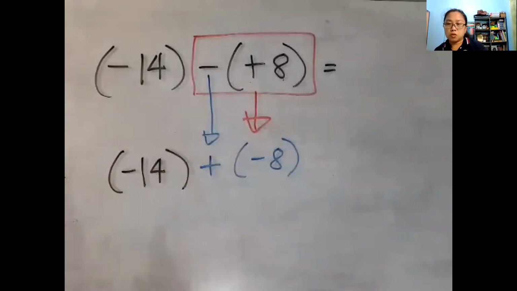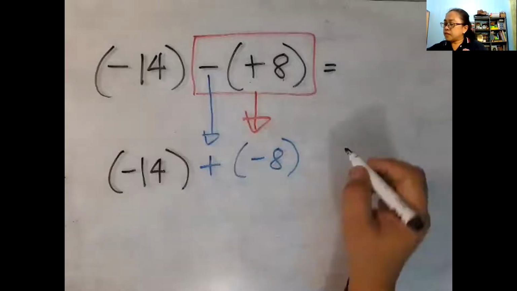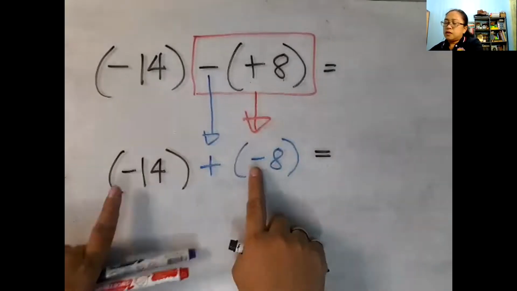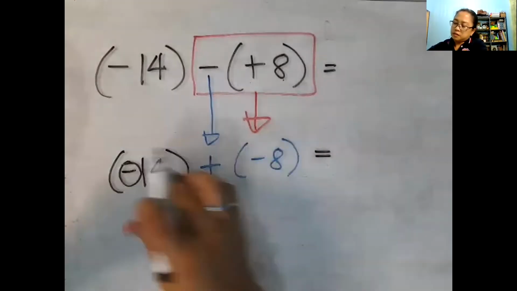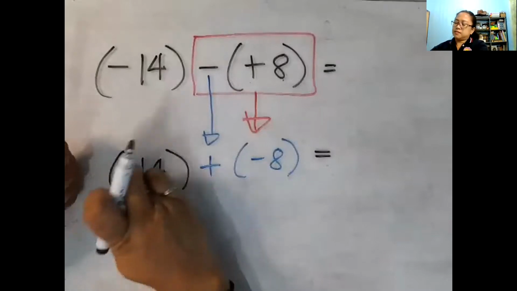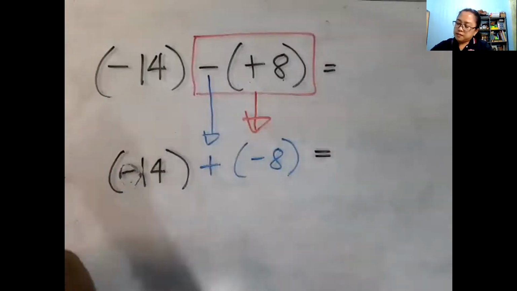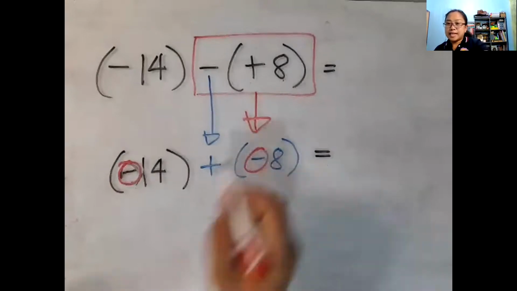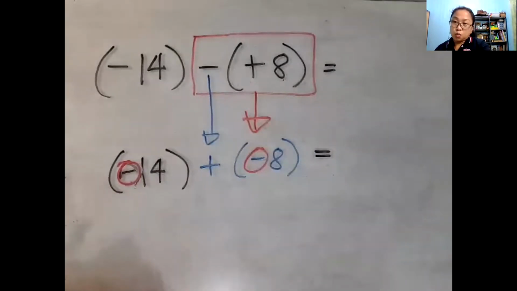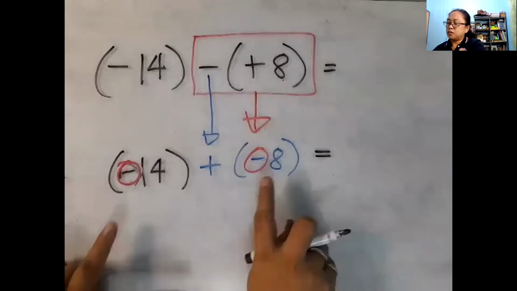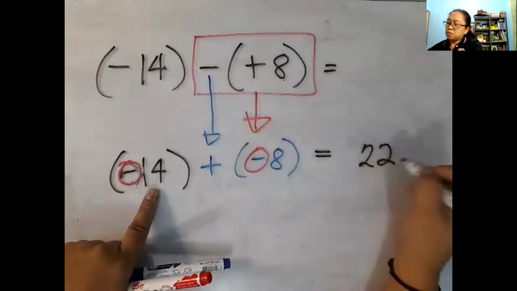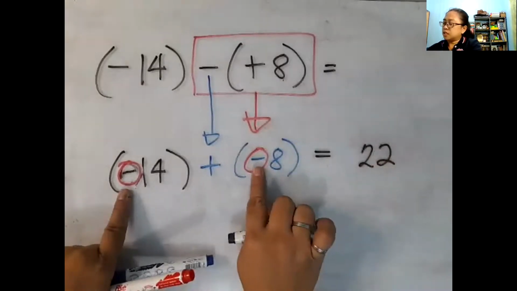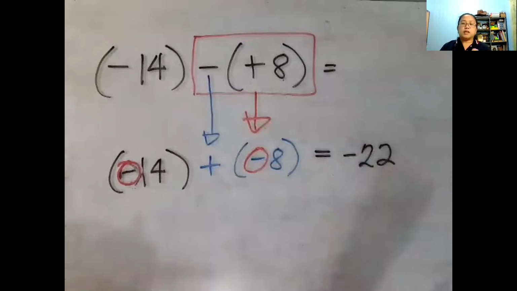Then, we follow the rule of sign. The rule of sign says, if we have two like signs, so dalawa yan, we have negative, negative. So, like signs. Anong sabi pag like signs? We add the absolute value. So, 14 plus 8, that's 22. At kopyahin natin yung sign nila, which is negative. So, magiging sagot natin ay negative 22. One more.